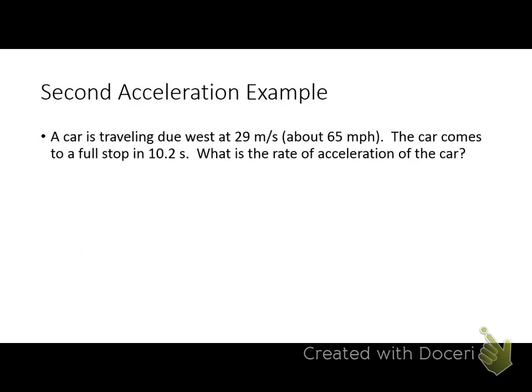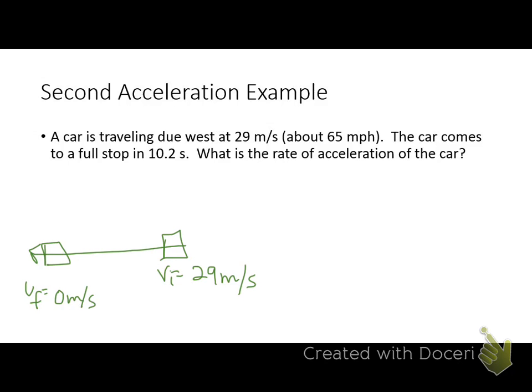Okay. Another one. We can draw a similar picture, but this time the car is traveling due west. Notice in this case the initial velocity, v sub i, is equal to 29 meters per second. The car comes to a full stop, so v sub f is equal to 0 meters per second. And the time over which it occurs, t, is equal to 10.2 seconds.